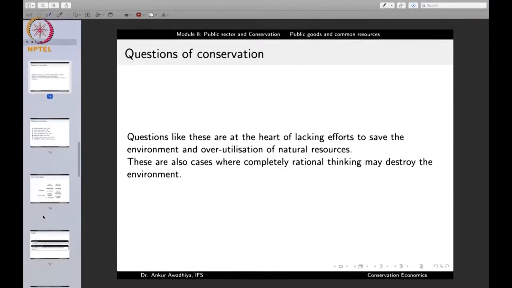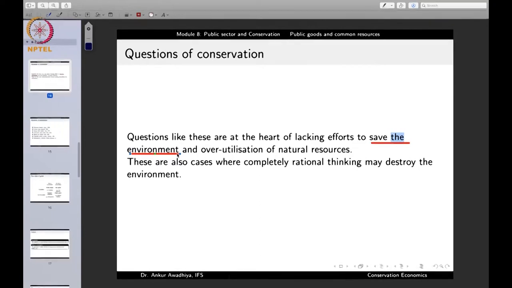And these sorts of things, the public goods and the common resources, are at the heart of lacking efforts to save the environment and overutilization of natural resources. Because when we talk about Ram living in this society, it's very similar to saving the environment. If we conserve the tigers, if we conserve our forest, we are all going to reap the benefits. So everybody is going to have the benefits of biodiversity. But when it comes to payment, nobody wants to pay for these.